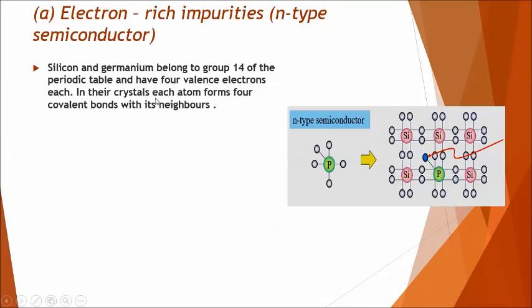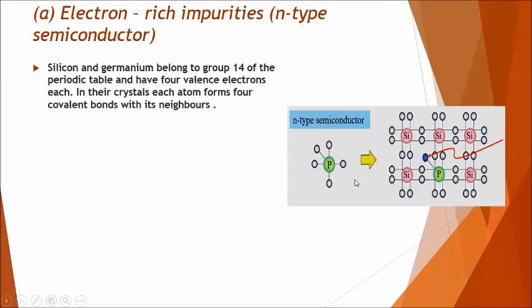And in their crystal, each atom forms 4 covalent bonds with its neighbors. Because if you take a full crystal of silicon or germanium, each atom has 4 valence electrons. So the other silicon will have 4 electrons. The next silicon atom we keep beside it again has 4 valence electrons, and they share the electrons with each other, forming 4 covalent bonds.